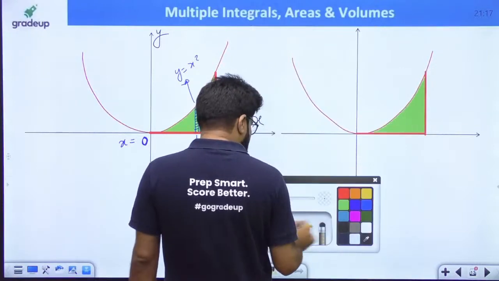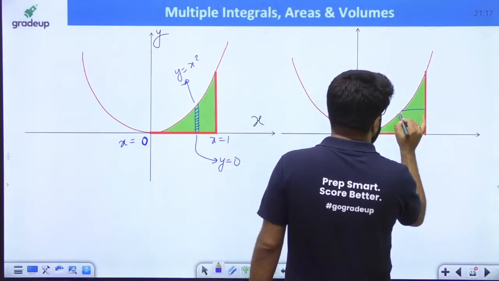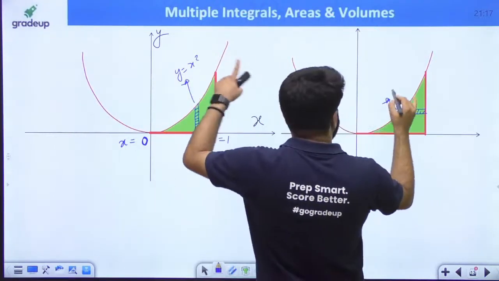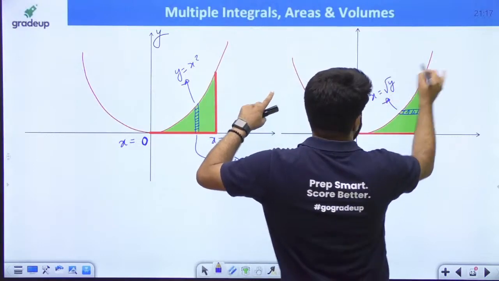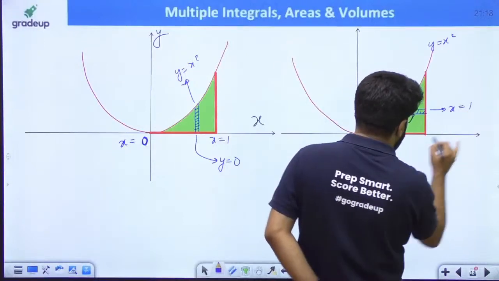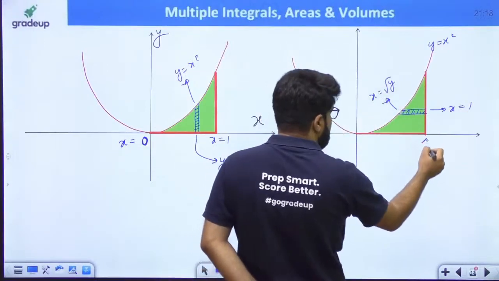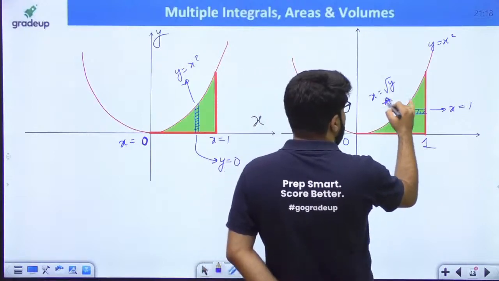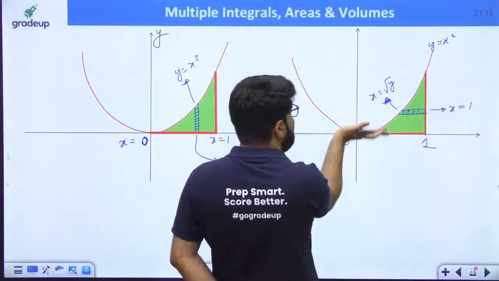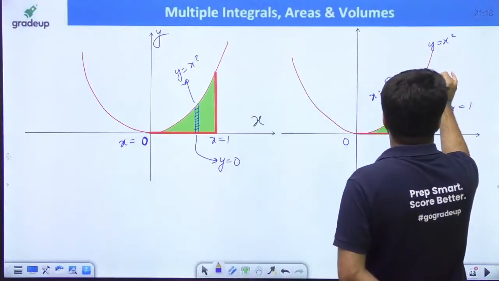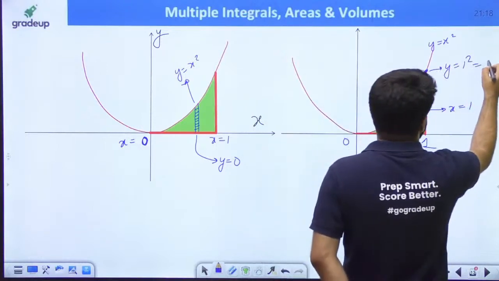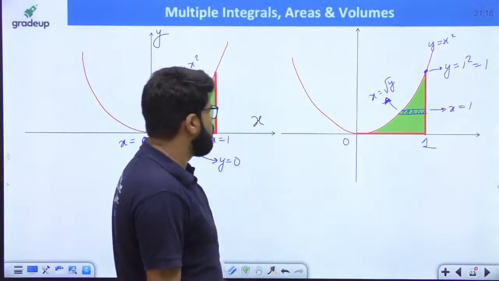Now let me define the horizontal strip here. The horizontal strip will start from y is x square, so x will be under root of y, and it goes up to x equal to 1. So x equal to under root of y to x equal to 1, and this horizontal strip has to be slid vertically from y equal to 0 to what should be this point? Y equal to x square, the value of x is 1, 1 square is 1. So y should be from 0 to 1.